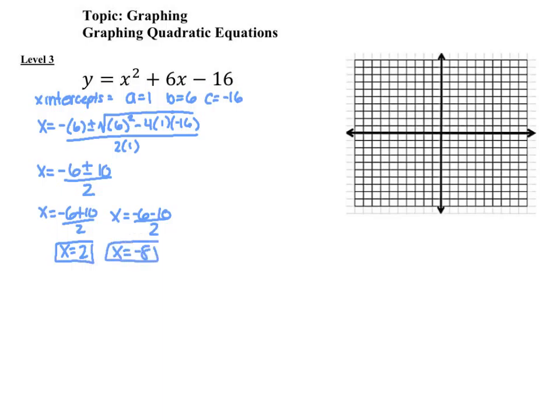So when I come over to the graph, I'm going to put a dot at x equals 2. That's my first x-intercept. And at x equals negative 8, that's my second x-intercept.